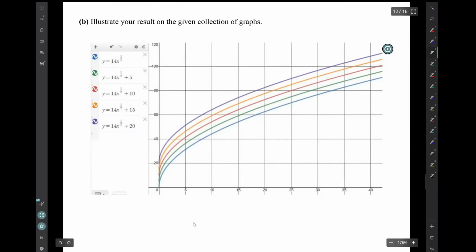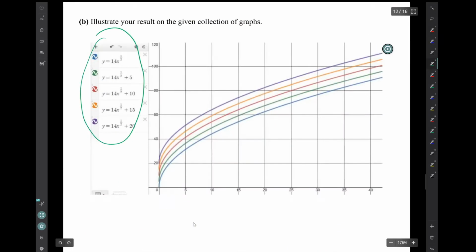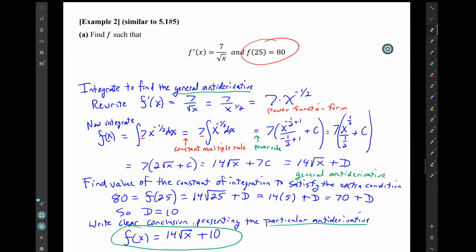Let's go on. Question B says to illustrate the result on the given collection of graphs. Well, notice what we've got here is, again, as in the previous problem, a whole collection of functions that are all antiderivatives of this function. That's my f prime. And so we have a whole collection of antiderivatives of this form, 14 square root of x plus capital D. And what we found in question A was the particular antiderivative was this one. And what did it satisfy? It satisfied this: f(25) equals 80.